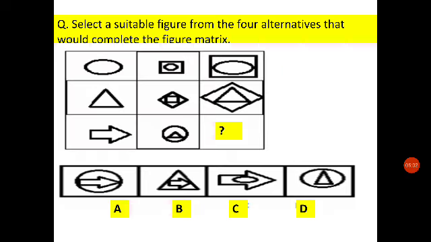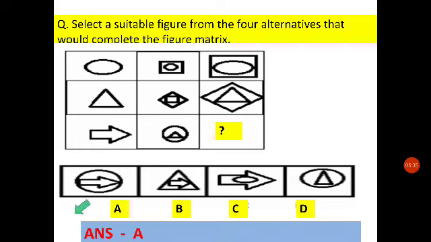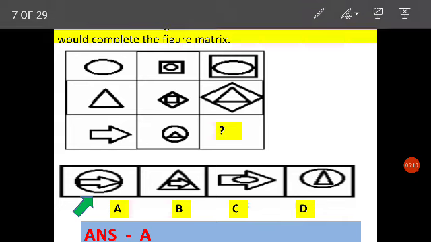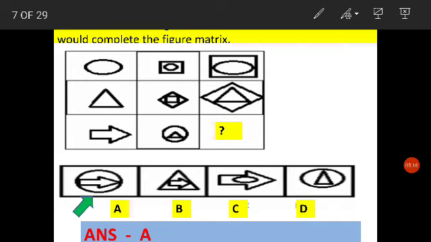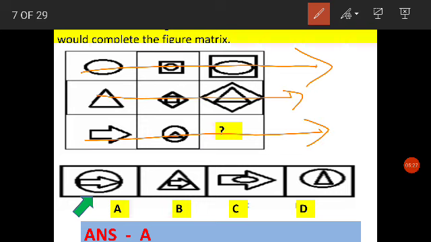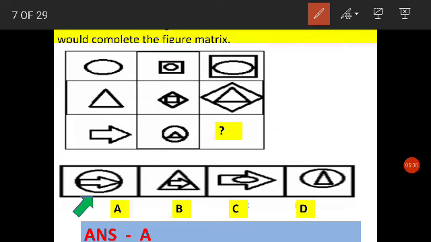Now again a matrix is given and we have to find the answer. Now this question is slightly tricky because there is no correlation. If you see carefully, roughly the series are moving in this direction. So there is a circle, then the circle is inside a square, and then there is a bigger picture.